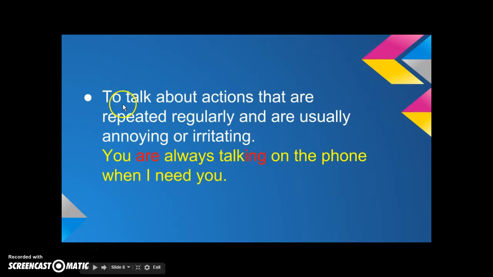We also use it to talk about actions that are repeated regularly and are usually annoying or irritating. For example, you are always talking on the phone when I need you. Very annoying, right? So I use the present progressive. Again, the verb be and the ending ing. Pay attention that here we have a time expression, ביטוי זמן, always. The time expression goes between the verb be and the main verb talk.